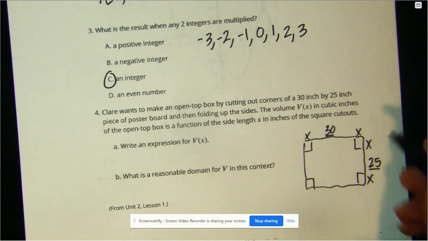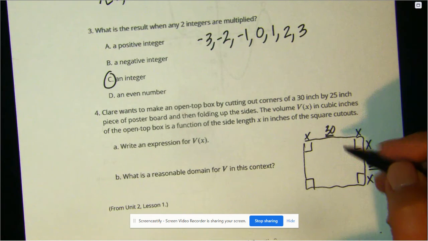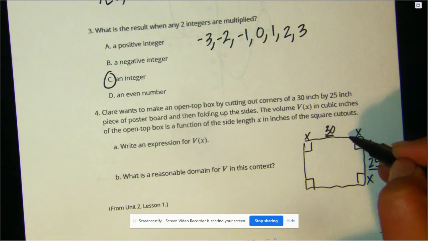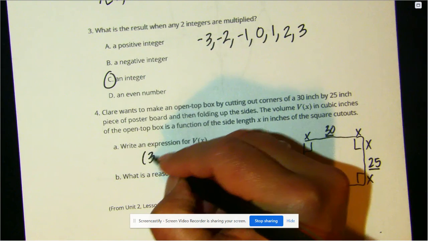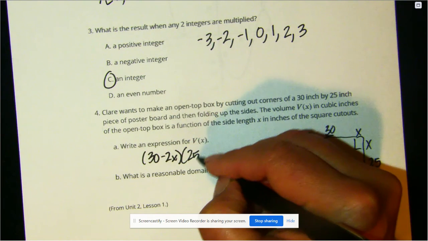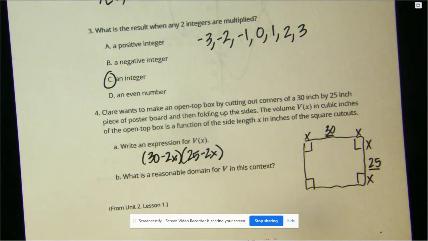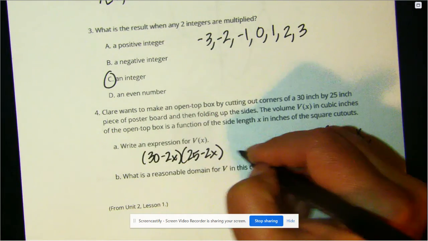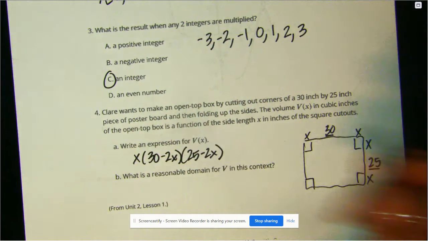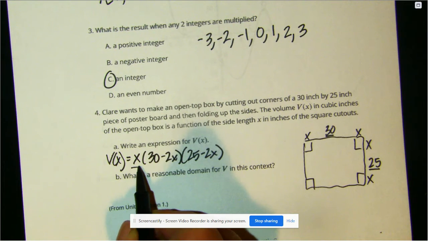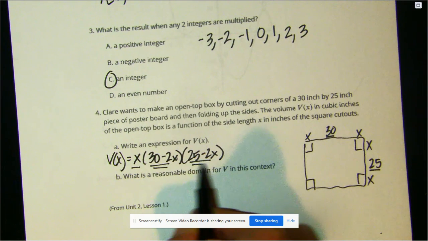To find the volume, you're going to take the length, which is whichever one you want to call the length, 30, take away 2 of these x's, times the width, which is 25, take away 2 of the x's, and then the sides, x, become the cutout. That's the height. You can put the x wherever you want. I'm just going to put it in front. That's how you write the volume: height times length times width.